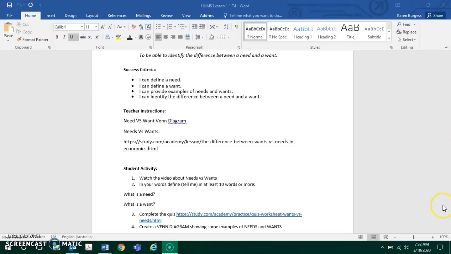Hi guys, so today for Humanities we are looking at the differences between needs and wants. Success criteria is to define a want, to define a need and provide examples of needs and wants, also finding the difference between what a need and want is.